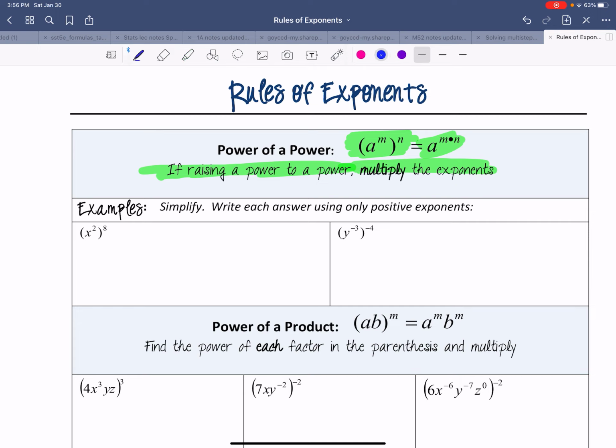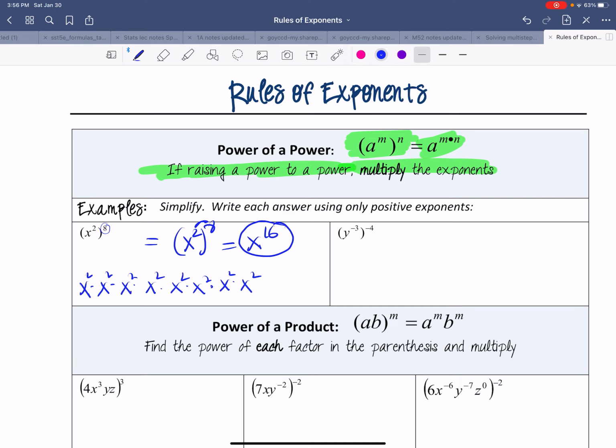Here's some examples. X to the second power to the 8th power, this is going to be x squared to the 8th power. That means 8 and 2 will multiply, which is x to the 16th power. Why? Let's go ahead and see. If we were to expand it, how many times do we have x squared? We have it 8 times. X squared times x squared times x squared times x squared. 1, 2, 3, 4, 5, 6, 7, 8. If we add all these exponents, that is equal to x to the 16th power.